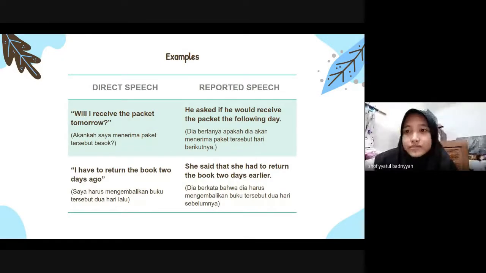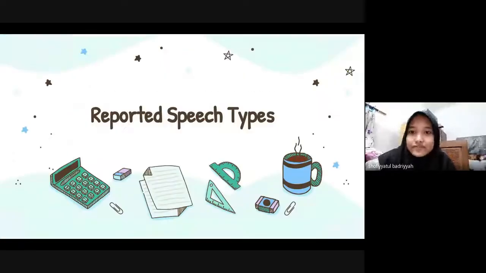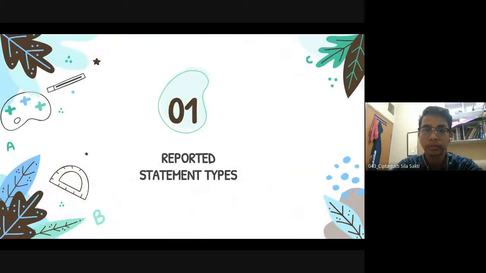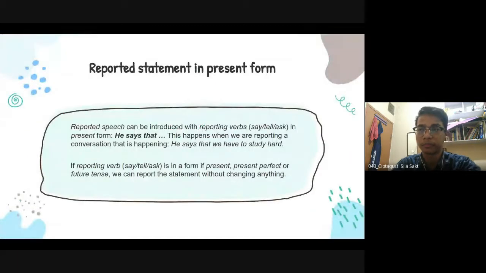Okay, next. Next is reported speech types. Number one, there are reported statement types. There are two types of reported statement. The first is reported statement in present form.